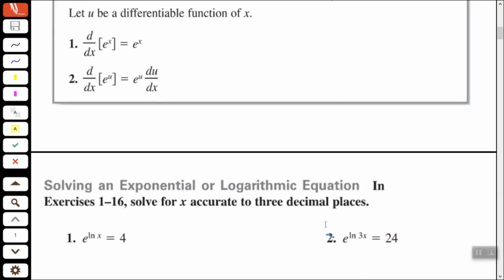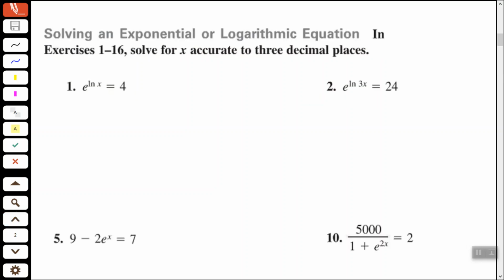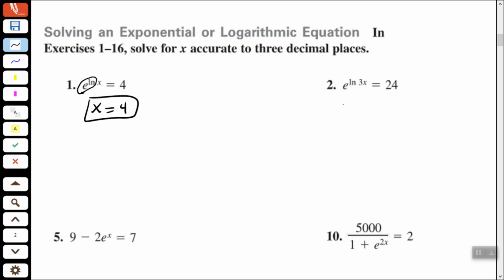All right, so first of all, let's go back and look at a few of the algebra functions here. Solve for x accurate to 3 decimal places. Well, e to the natural log of x, those are inverses of each other, so that simply equals x, or equals 4. So those are inverses, so they cancel each other out, and that brings that x down. That makes x equals 4. So number two, e to the natural log of 3x equals 24. Again, the e and the natural log are inverses of each other, so that gives us 3x equals 24. Divide both sides by 3, and x equals 8.